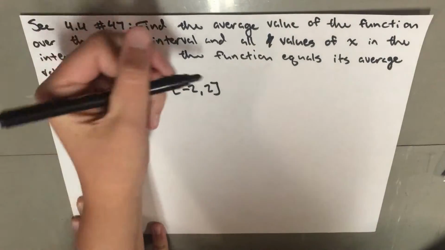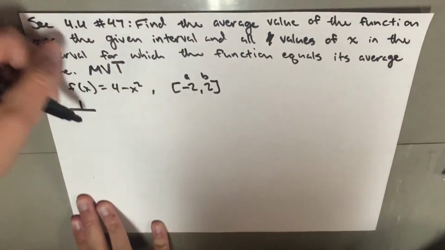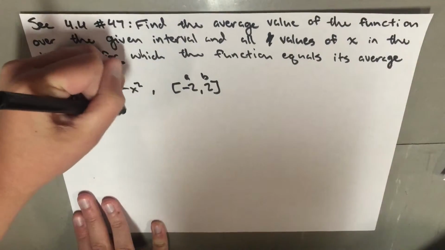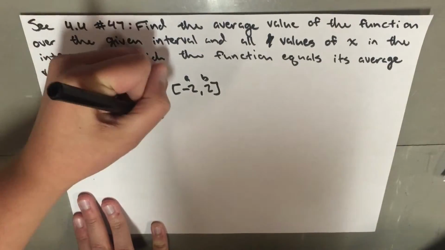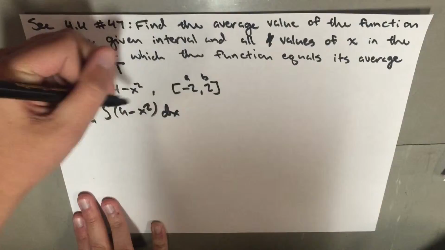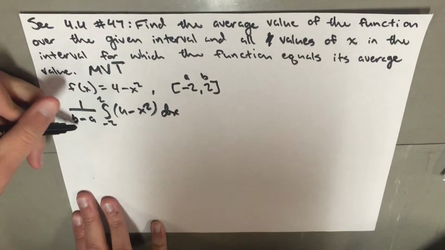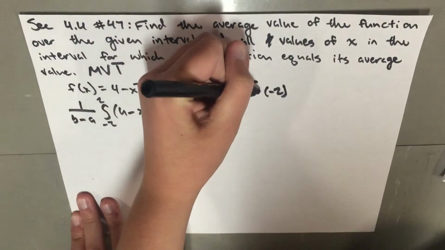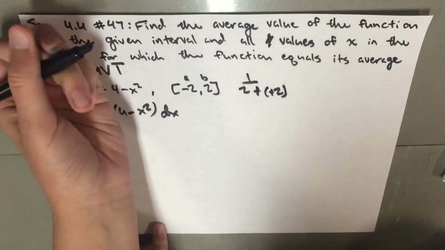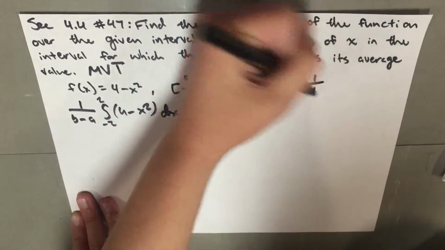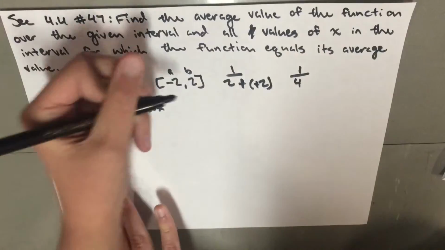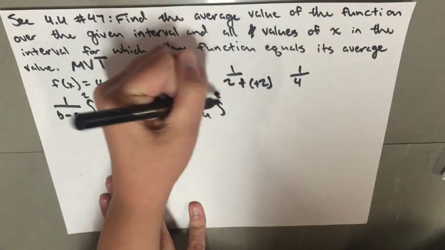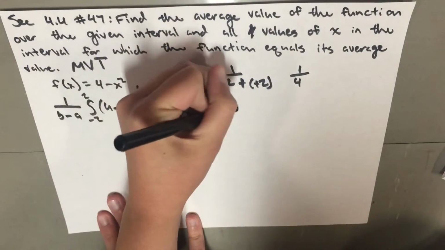Okay. So you'll do, and this is b and a, 1 over b minus a, and then integrate your function, 4 minus x squared dx from 2 to -2. And so 1 over b minus a, 1 over 2 minus -2, and those negative signs will be turned to positives since it's a double negative, so 1 over 4. So that goes to 1/4 times the integral from 2 to -2 of our function, 4 minus x squared dx.